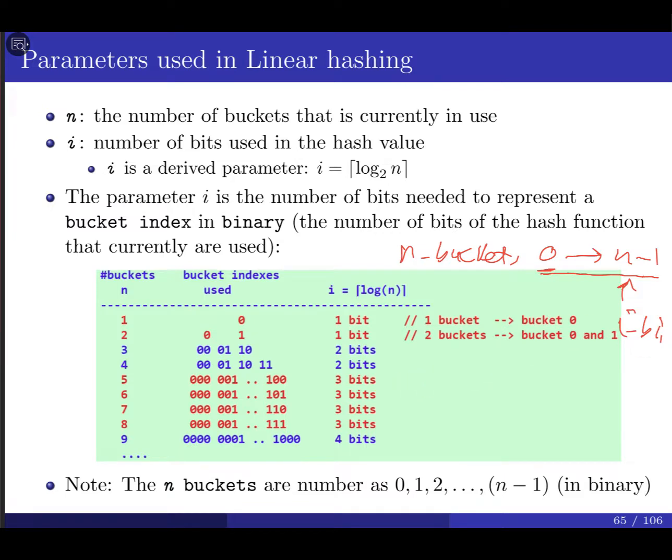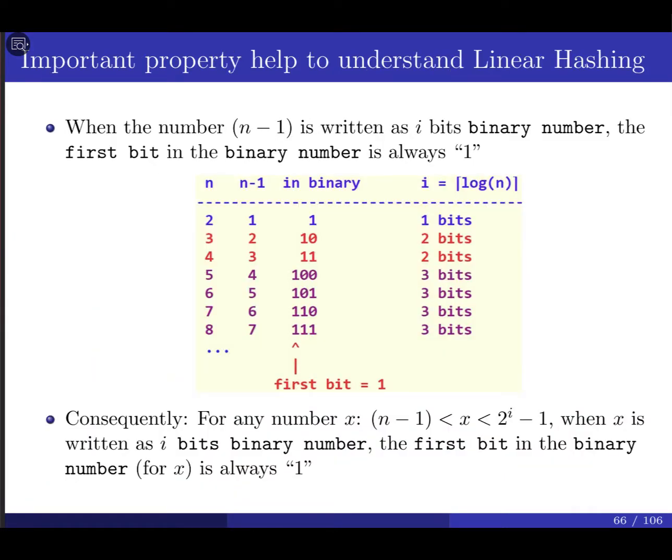Okay, this is the one. There's one important property here. We have the value of n and the value of n minus 1. It's going to come in handy later, okay? So for the value of n, if you take a look at the binary representation of n minus 1, we'll find that the first bit of n minus 1 always has the value of 1. Always.